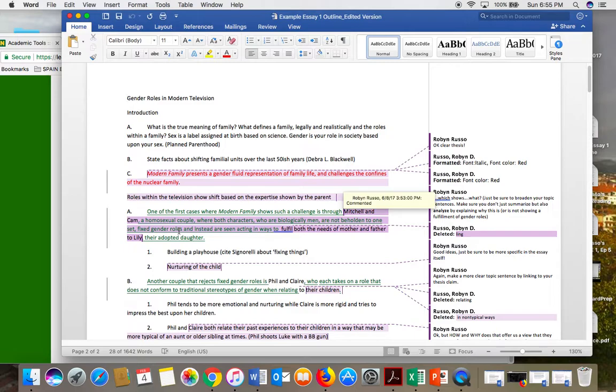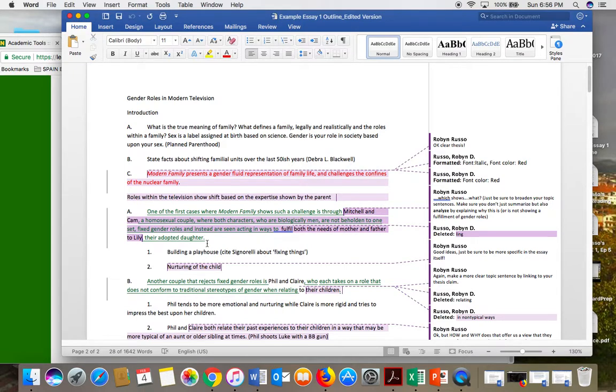We're saying that we've got two people who share the same gender, and yet neither of them necessarily fully 100% adopts either gender role. That's great. So we've got one of the first cases where Modern Family shows such a challenge is through Mitchell and Cam, a homosexual couple where both, who are biologically men, are not beholden to one set fixed gender role and instead are seen as acting in ways to fill the needs of both mother and father to Lily, their adopted daughter.